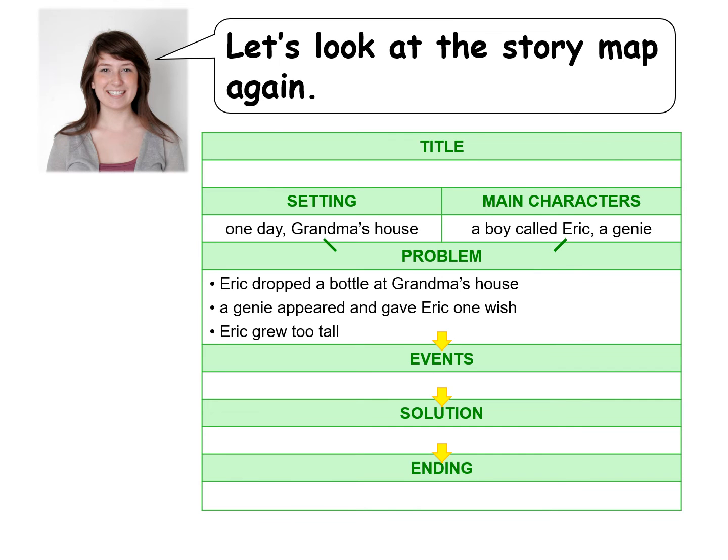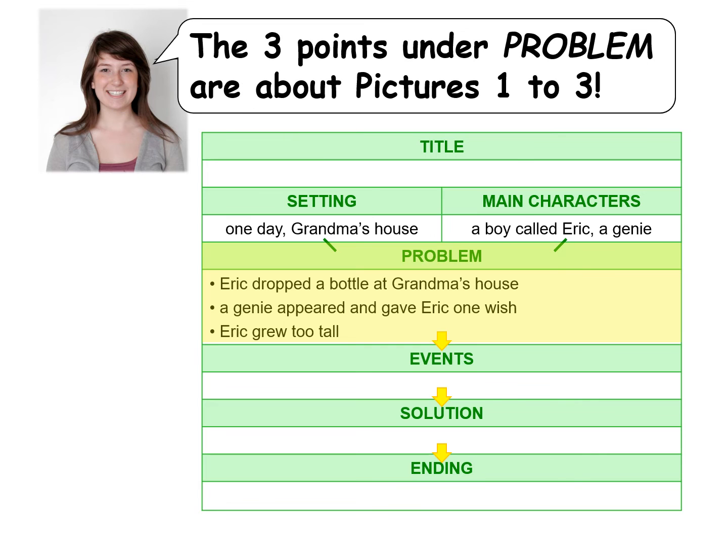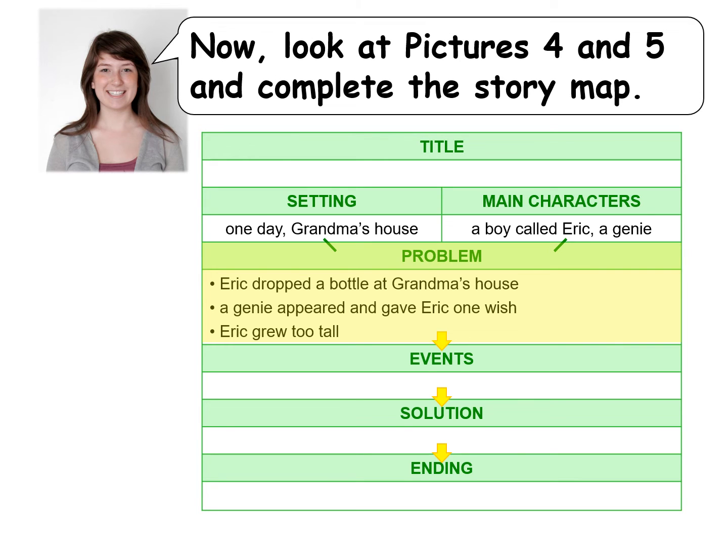Let's look at the story map again. Problem. The 3 points under problem are about pictures 1 to 3. Eric dropped a bottle at Grandma's house. A genie appeared and gave Eric one wish. Eric grew too tall. Now look at pictures 4 and 5 and complete the story map.